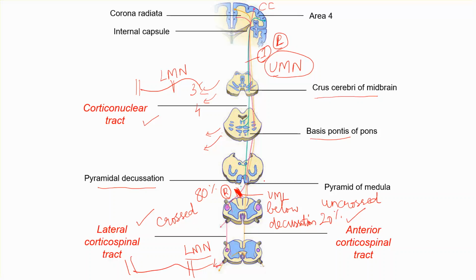If the upper motor neuron lesion is above the level of decussation, then it is the contralateral side affected. If the lesion is below the level of decussation, then it is the ipsilateral side affected. Okay, ipsilateral upper motor neuron lesion. And obviously if it is a lower motor neuron lesion, it is usually ipsilateral, it is going to affect the same side.